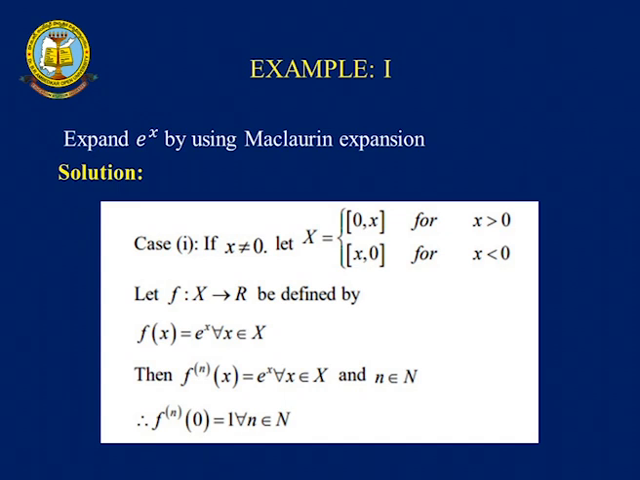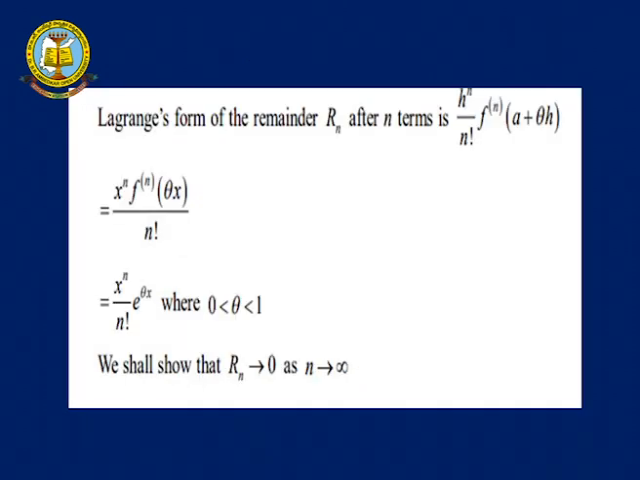Now, in place of x, if we substitute 0, we get e power of 0, which is 1, so f power of n at 0 equals 1 for all n belonging to N. Now, the Lagrange form of the remainder Rn after n terms is h power of n by n factorial into f power of n at a plus theta h, which equals x power of n by n factorial into e power of theta x, since f of x equals e power of x and the nth derivative of f of x is also e power of x. In the same way, here we are getting e power of theta x.